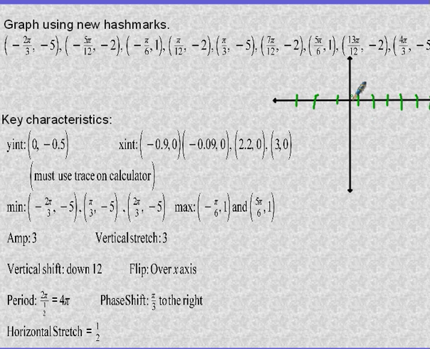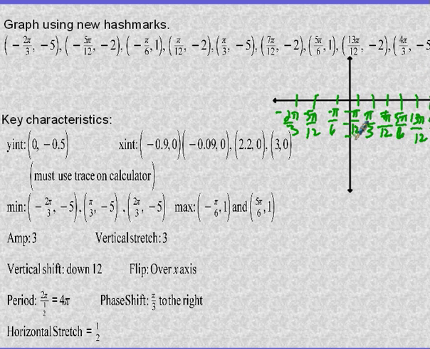0. All right, so we have -2 pi over 3, -5 pi over 12, -pi over 6, pi over 12, pi over 3, 7 pi over 12, 5 pi over 6, 13 pi over 12, and then 4 pi over 3. Min is -5, max is 1.